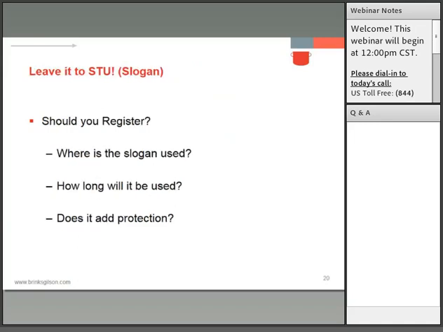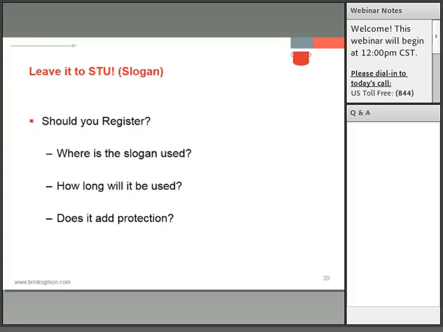So in this scenario, marketing is also interested in registering "Leave it to Stu," the slogan. And the question is, should we register it? We note that slogans aren't always registerable in all countries. Further, a potential discussion to have with the client is whether they need to register the slogan at all. "Leave it to Stu" is not particularly distinctive. The most distinctive part of the slogan is, in fact, the Stu mark, which the client would have already sought registration for.